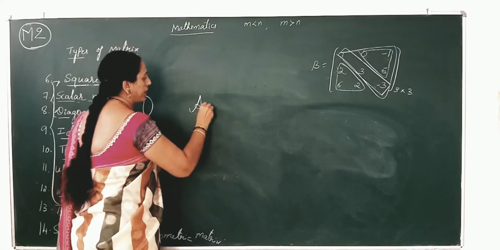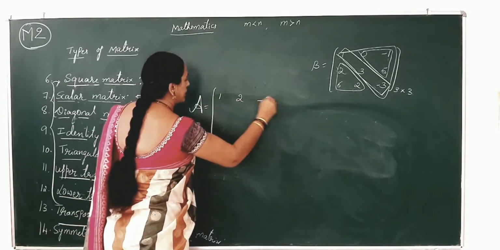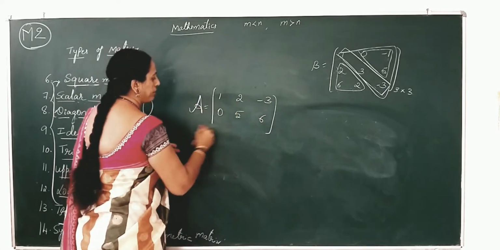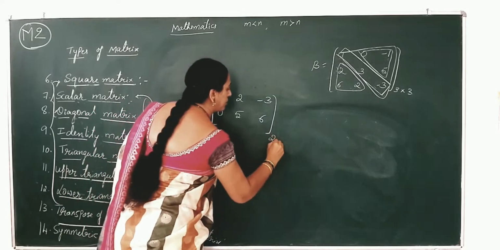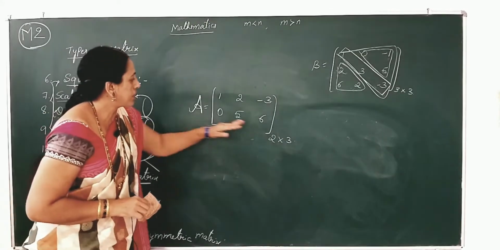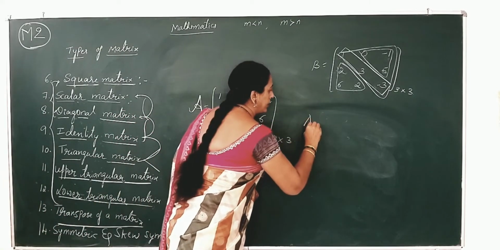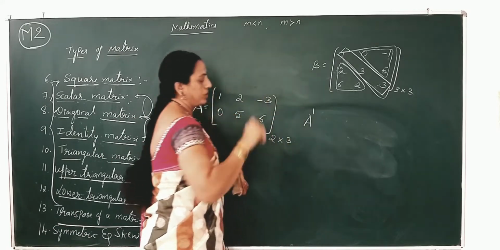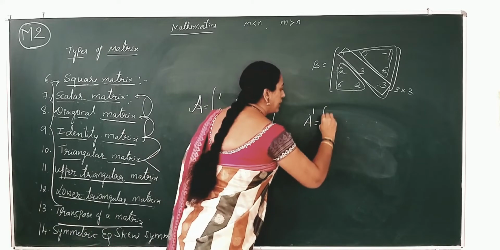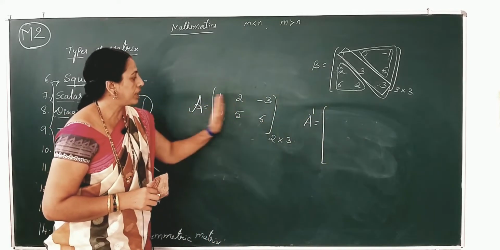So A is one of the matrices: 1, 2, -3; 0, 5, 6. What about the order of the matrix? The number of rows is 2 and the number of columns is 3. It's a matrix of order 2 × 3. The transpose of the matrix is denoted by A dash. A dash means interchanging the rows and columns of the given matrix.